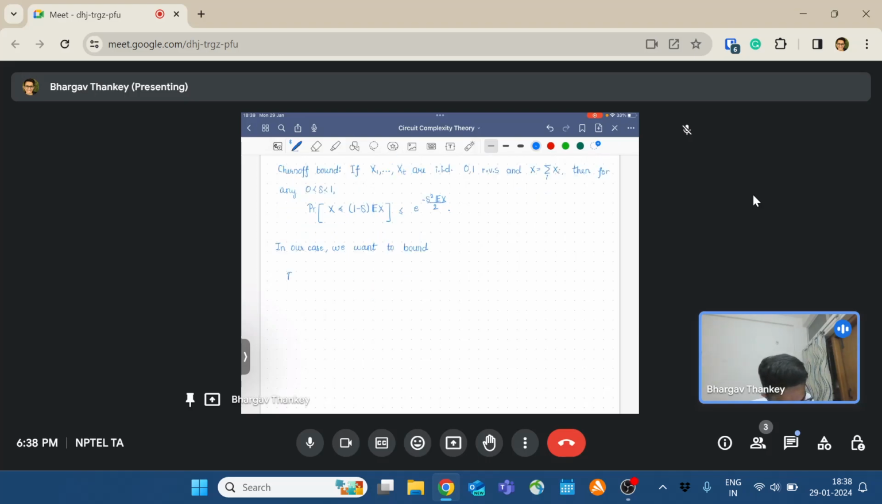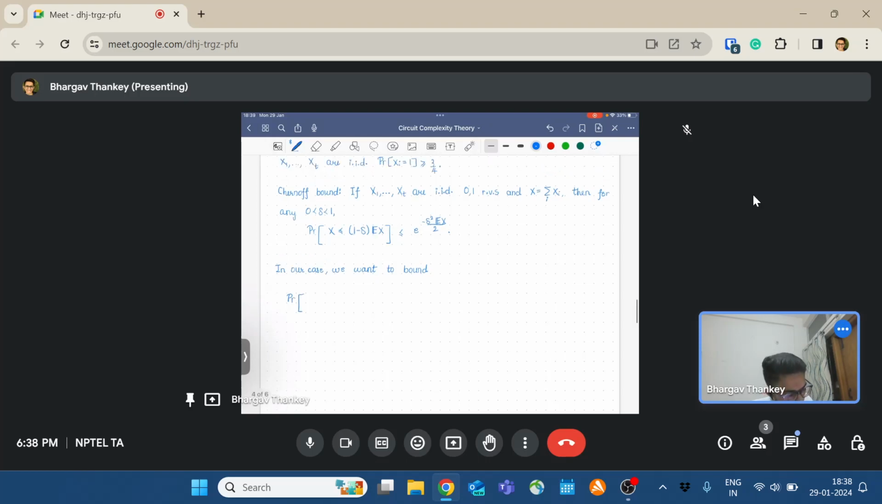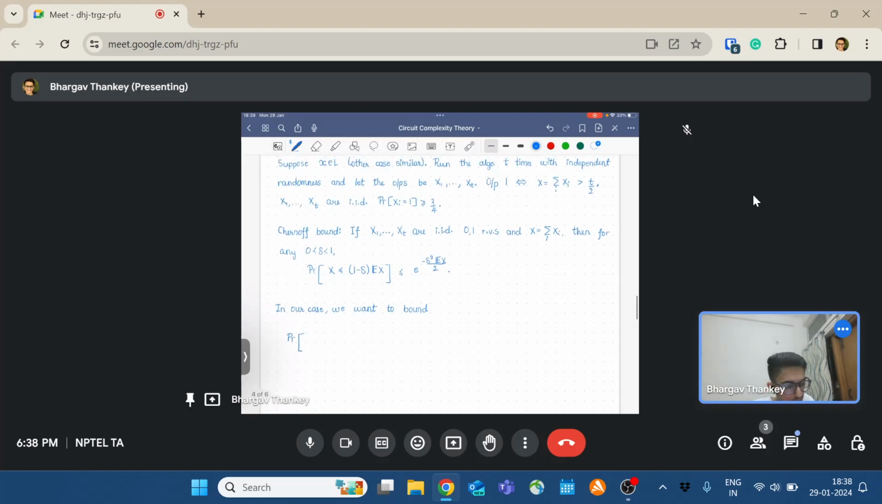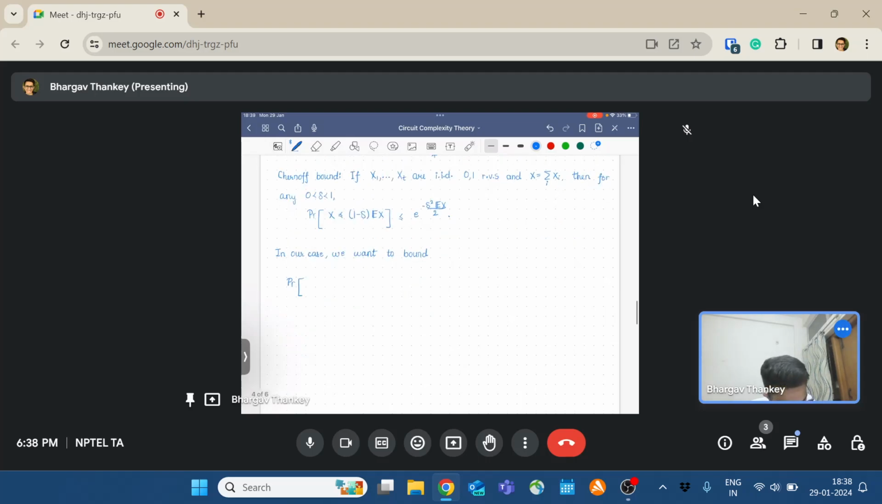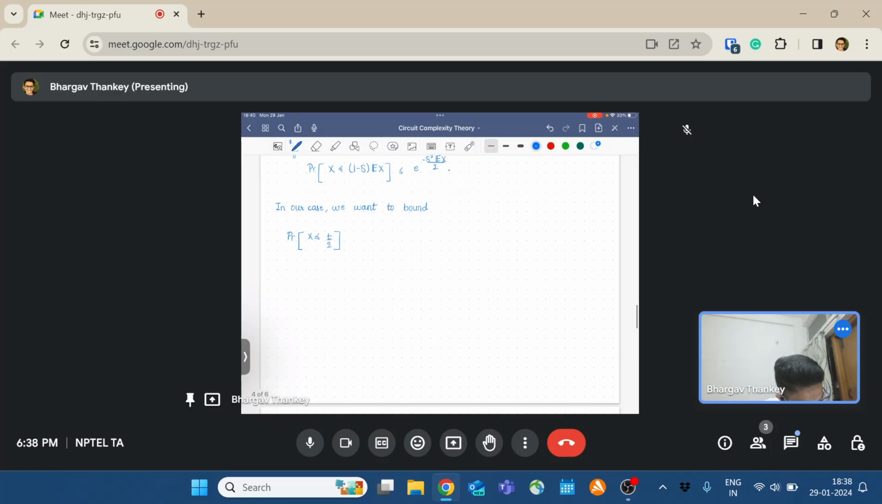So what's the bad probability in our case? The probability that, when would we not output 1? We would not output 1 if x is less than or equal to t over 2, right? Okay, so now what's the expected value of x? It's the expected value of the sum of xi. So now what can I write over here?